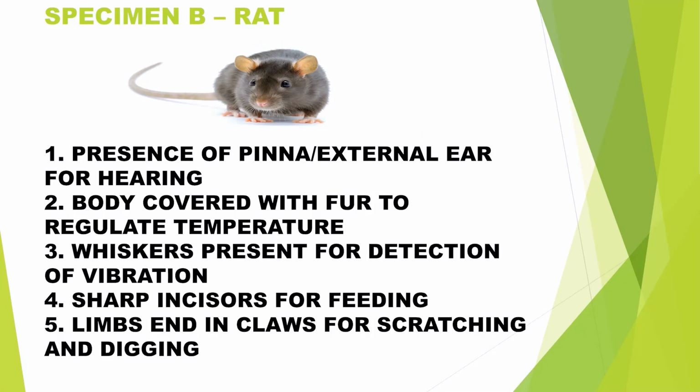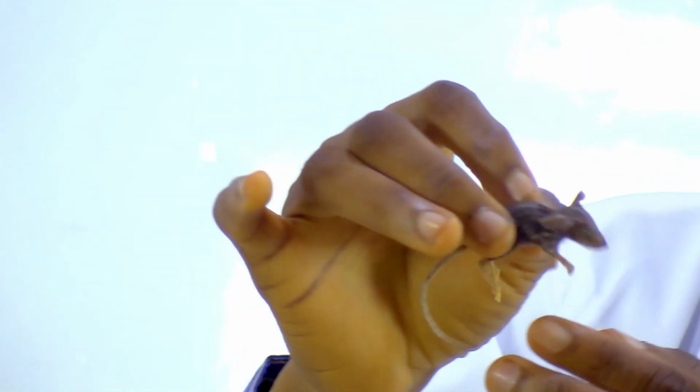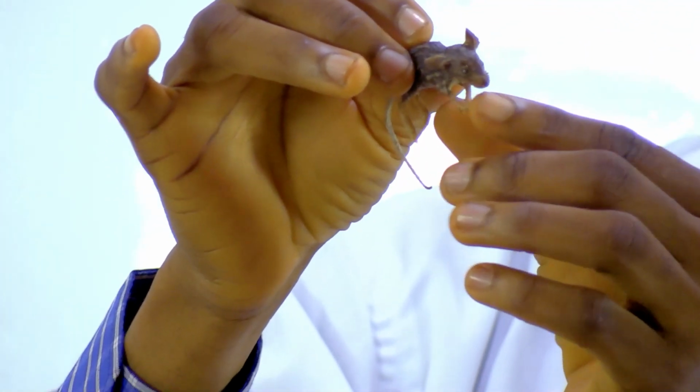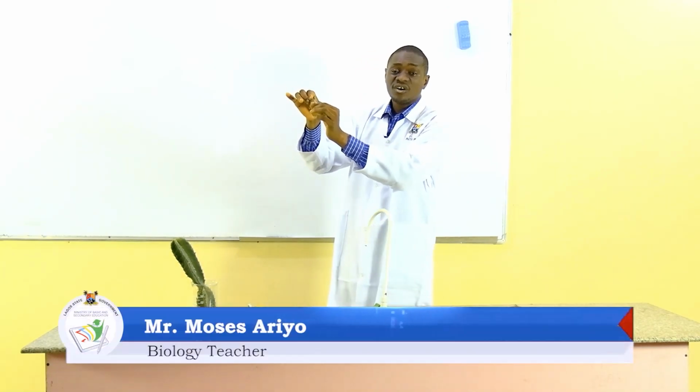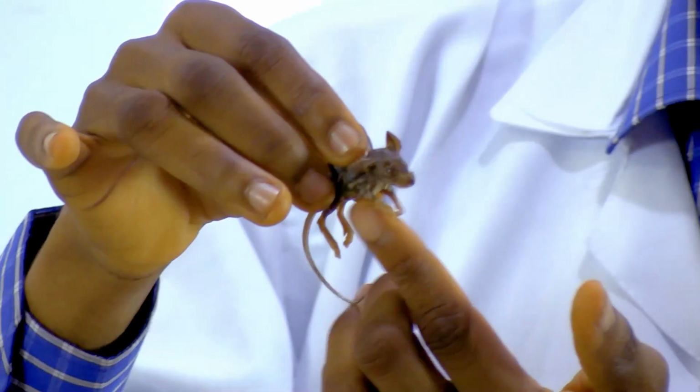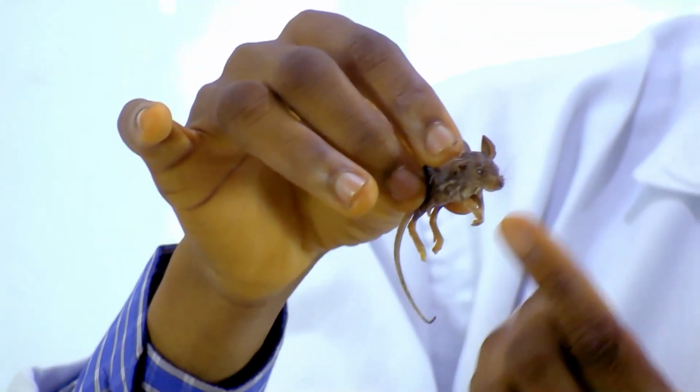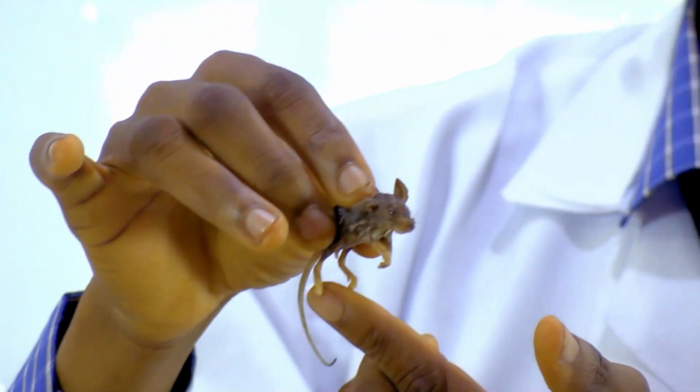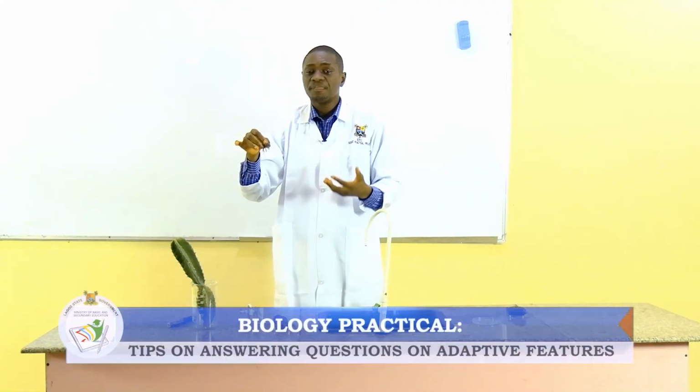Then, lastly, as you can see, it has limbs. The limbs at the front part are called the forelimbs, and the ones behind are called hind limbs. The hind limbs, when you observe them, also end with claws. This enables the animal to be able to dig and to be able to scratch.